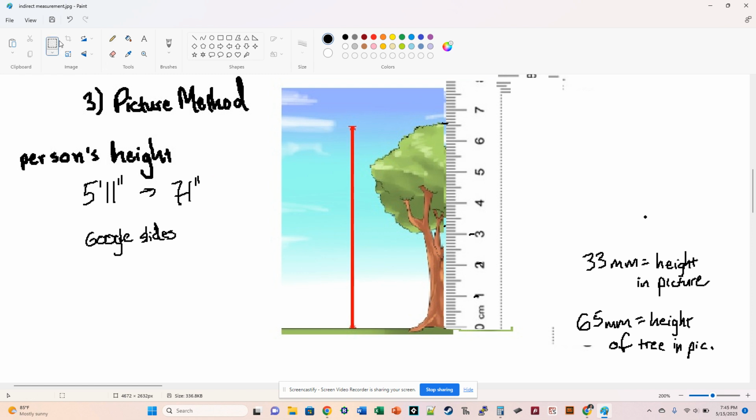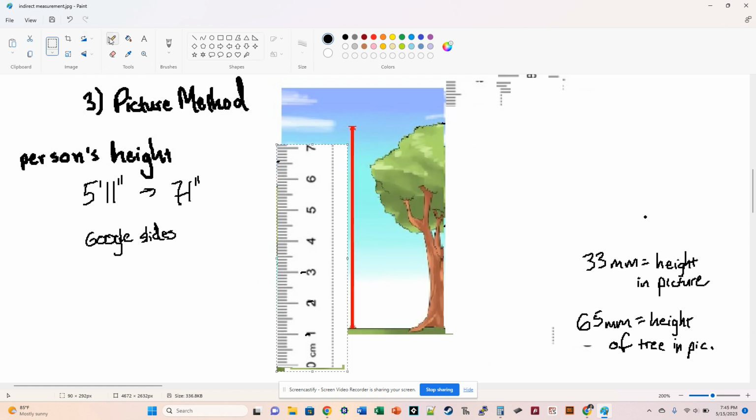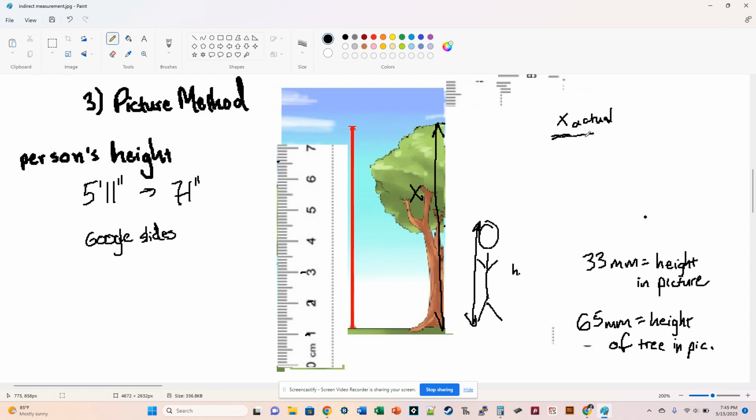For the sake of this, I believe the person is no longer there. Unfortunately, they've disappeared. Well, let's go ahead and just move this out of the way, and we can imagine that here I am again. All right, so we have my actual height, and we have the height in the picture. We have the height of the tree in the picture, but we don't have the actual height. We'll call that x. So the corresponding parts here would be x, which is the actual height, has to match up with my actual height. So that will be my ratio.